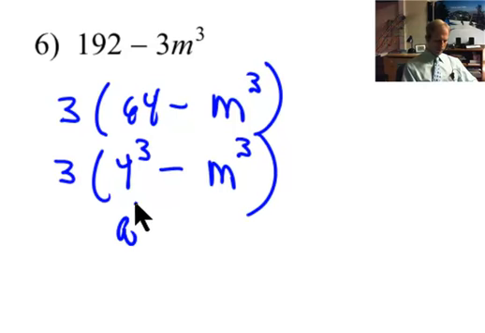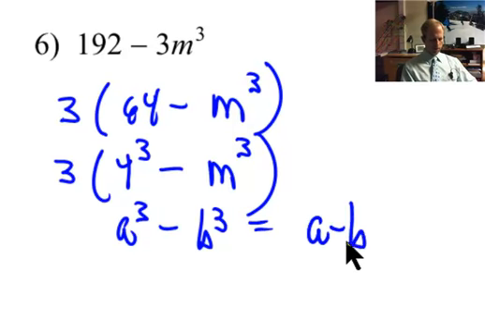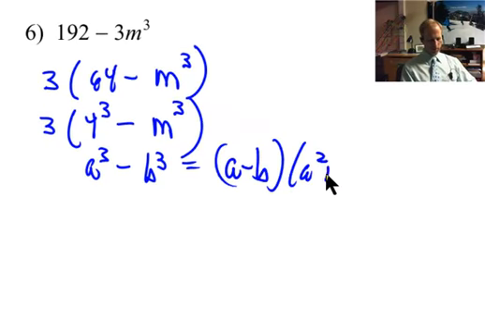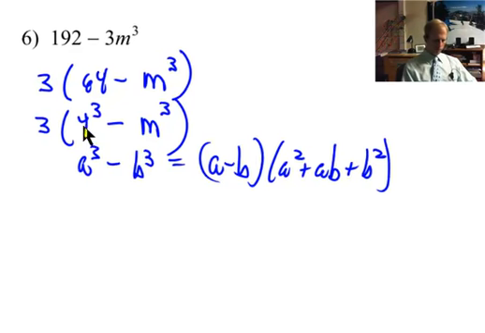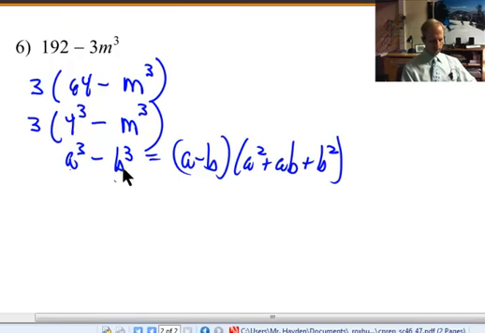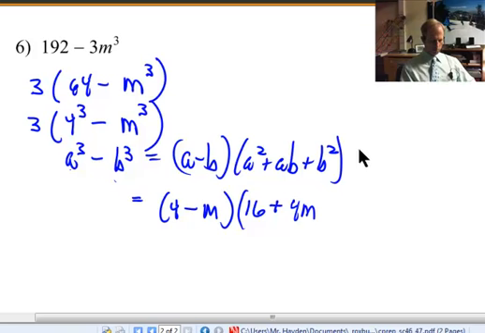So I think you can see this is going to follow the pattern a cubed minus b cubed, which is equal to a minus b times a squared plus ab plus b squared. So I'm going to put a 4 in wherever a appears and an m in wherever b appears. And that's going to give me 4 minus m times 4 squared, which is 16, plus 4 times m, and then plus b squared, so that's m squared. And that's it for that problem.